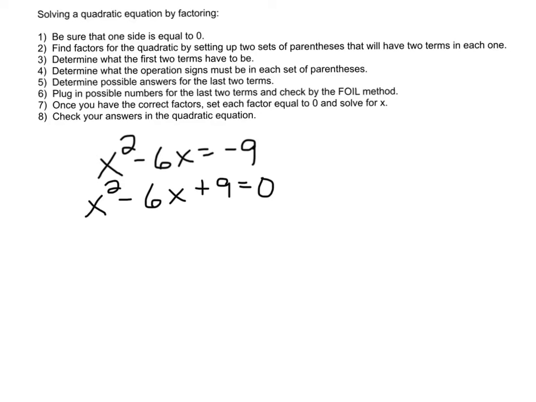Next thing I need to do is find factors for the quadratic, so I'm going to set up my parentheses. And once again, I know x times x is going to be giving me the x squared. Now I need to go through and figure out what signs I need in here.